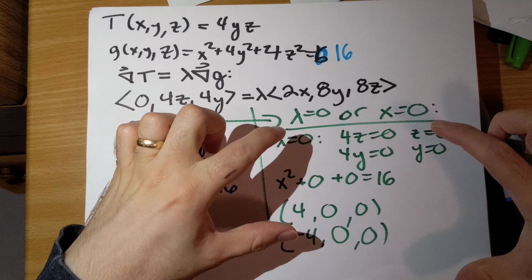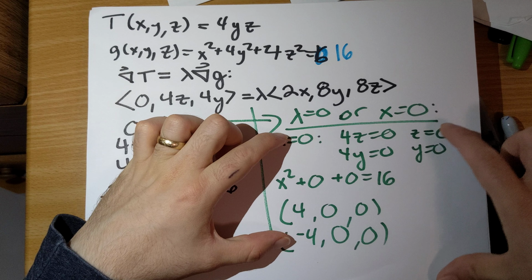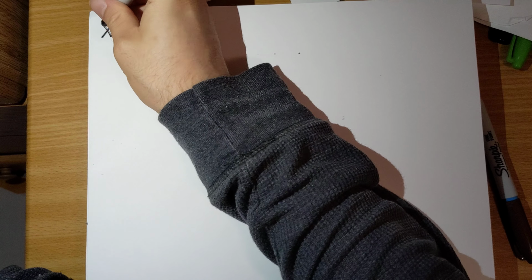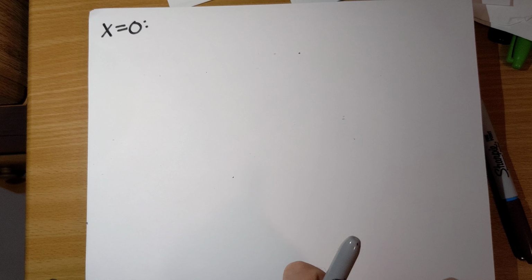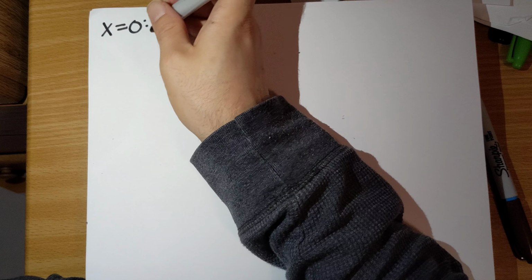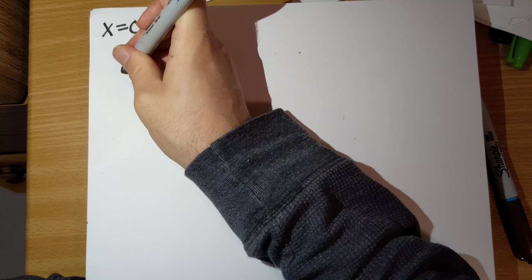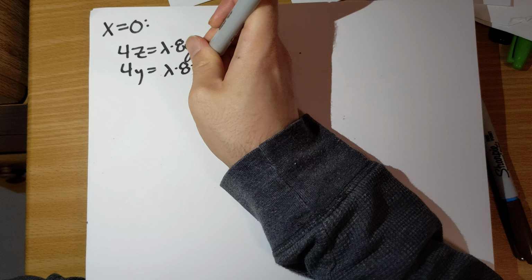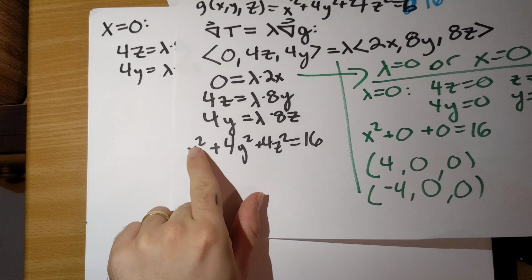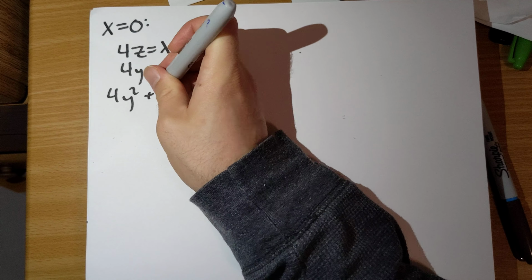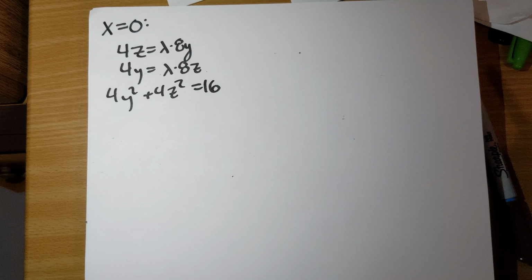Okay, so everything in this bottom right corner is assuming lambda is equal to 0, and these are all the consequences. Now let's do the case where x is equal to 0. If x is equal to 0, we don't get things as instantly as we did before. Now we just have our remaining equations: 4z is equal to lambda times 8y, and 4y is equal to lambda times 8z. And the constraint, assuming x is equal to 0: 4y squared plus 4z squared is equal to 16.